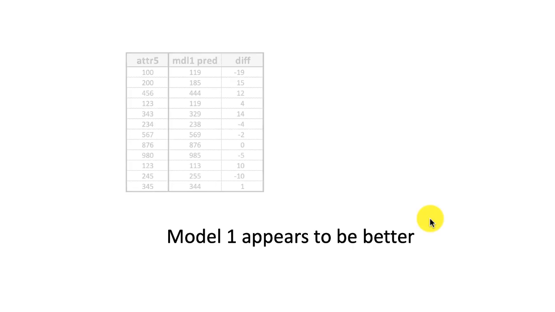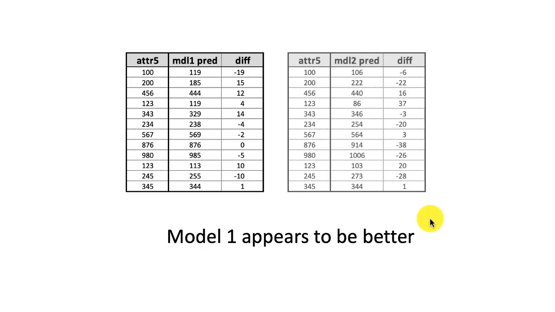Okay, so model 1 appears to be better. Why do we say that? We say that because model 1's predictions in general seem to be closer to the real values than model 2's predictions. We could have just done that by eyeballing it, right? If you looked at each value, you would see that the differences in model 2 are much higher. In other words, the predictions made by model 2 are in general further away from the actual values than the predictions made by model 1.